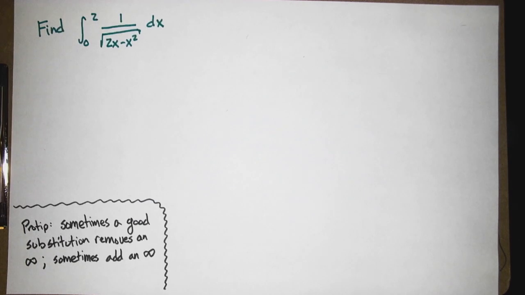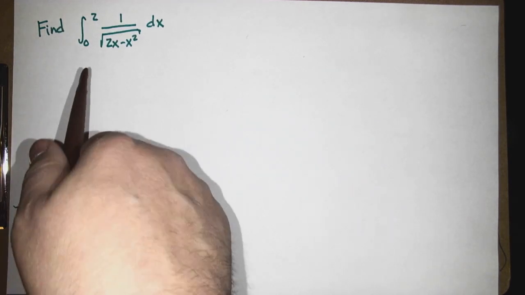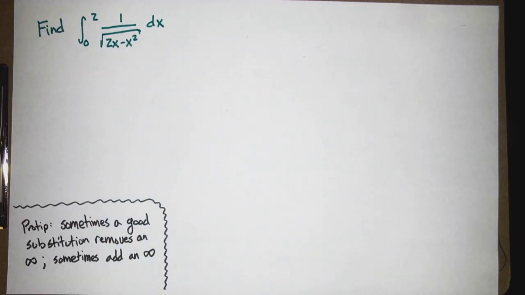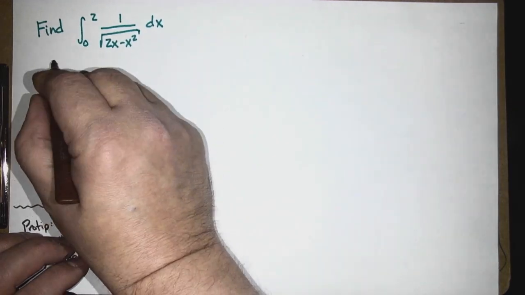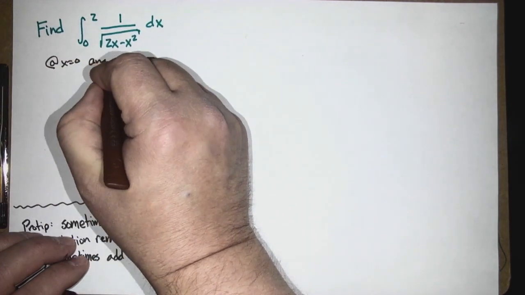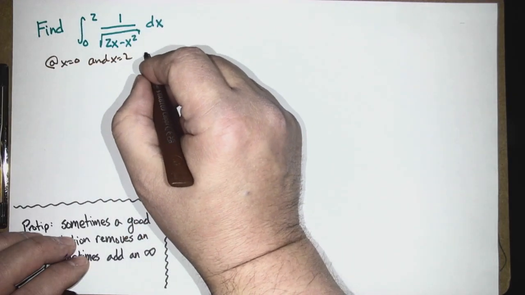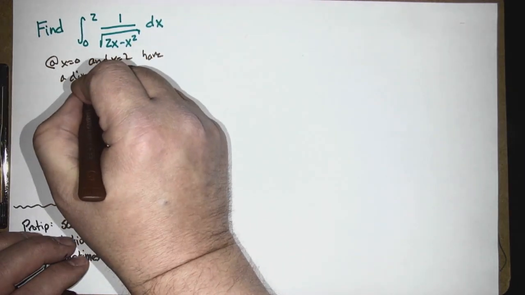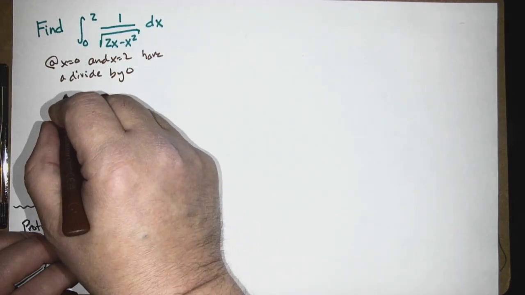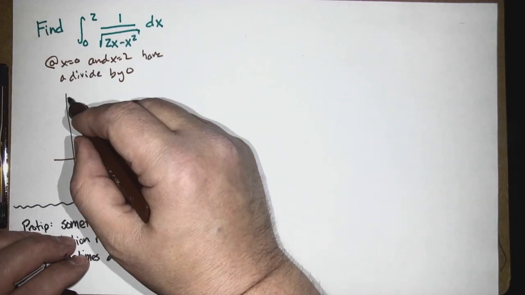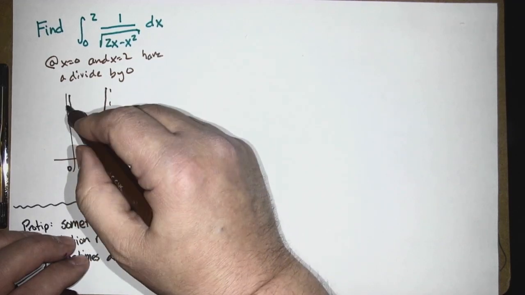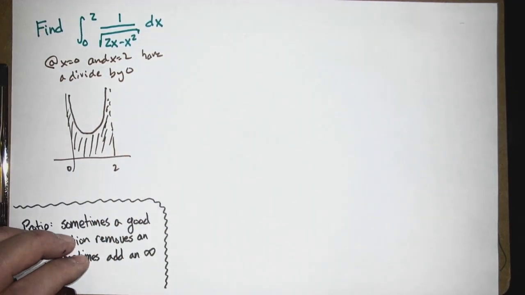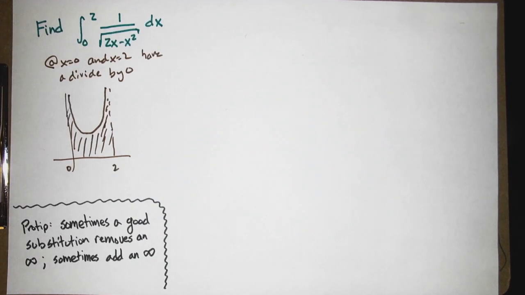At which part? Well, where's the 0 happening in the denominator? What do you mean by all of it? It's always 0? So we do have issues. At x equals 0 and x equals 2, we have a divide by 0, which means we have asymptotes. If you were to plot this, it does something like this. So here's 0 and here's 2. We have problems right here at both the ends.